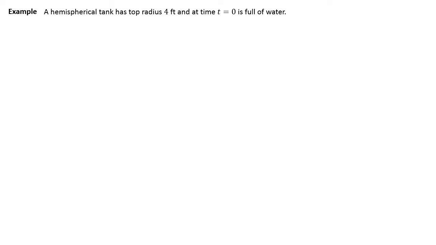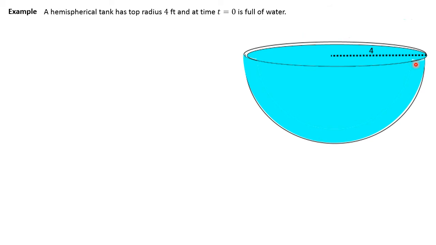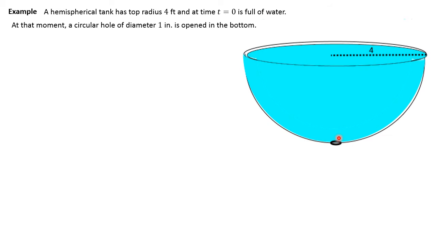So we go straight to an example now. We have a hemispherical tank with radius at the top of 4 feet. So we have a tank just like this. And let's say that at time 0, the tank's full of water. And at that moment, a circular hole of diameter 1 inch is opened in the bottom of the tank, right here. How long will it take for the tank to drain completely?